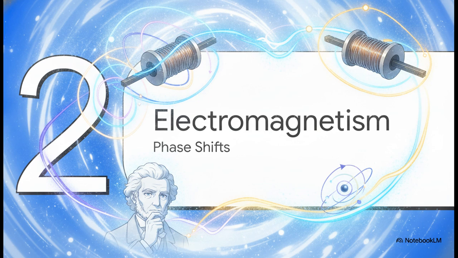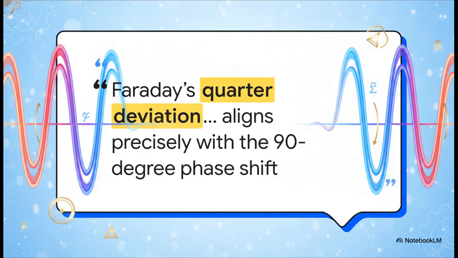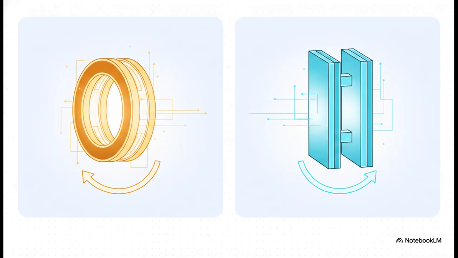Which brings us naturally to part 2, electromagnetism and phase shifts. Here's where the pure math actually gets physical. You know, Michael Faraday observed that changing magnetic fields induce electric currents, but the math governing these waves shows the exact same 90-degree geometric shift we just talked about. The electrical response actually deviates from the magnetic push by a quarter of a wave, so literally a quarter turn in time and space. And this brilliantly illustrates the duality in our own electrical grid.